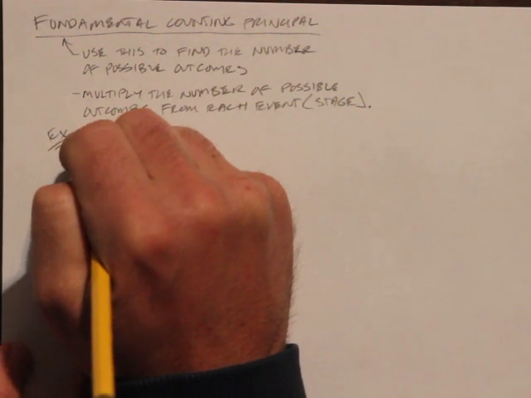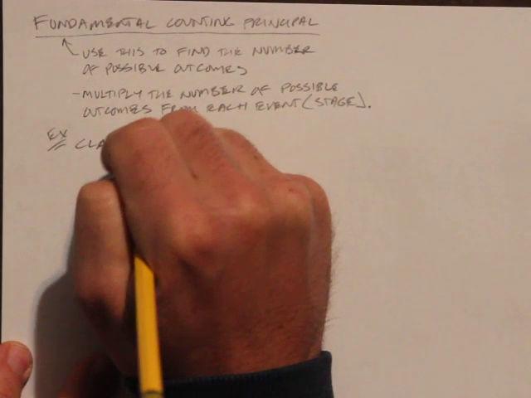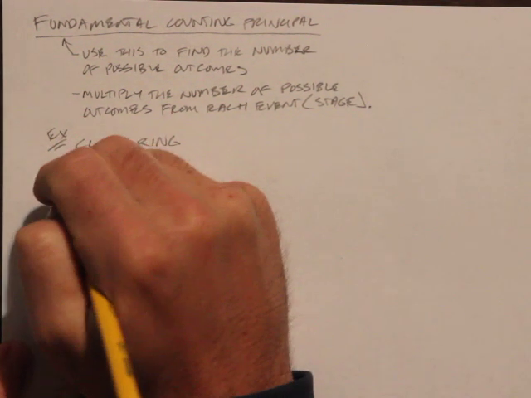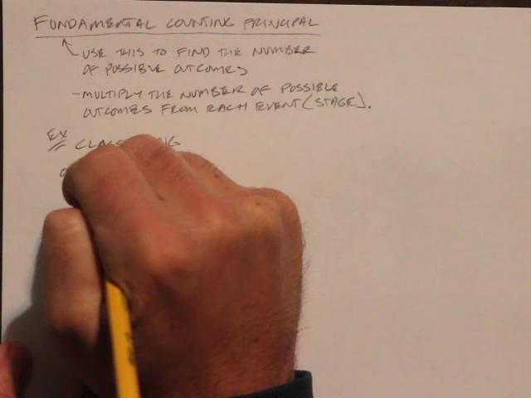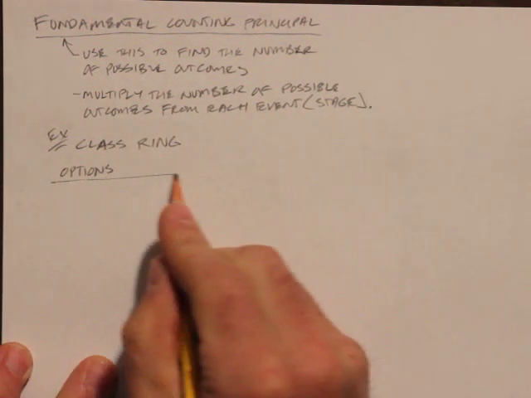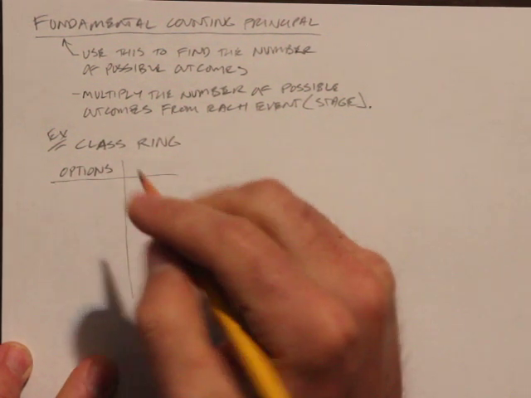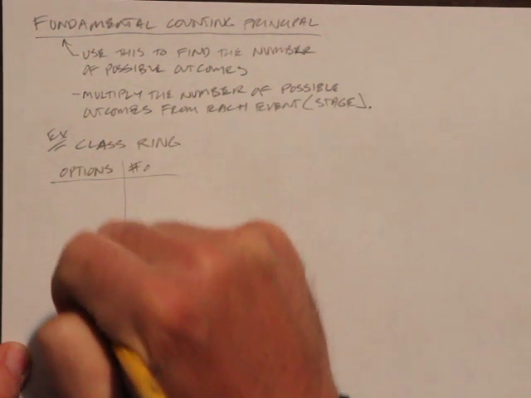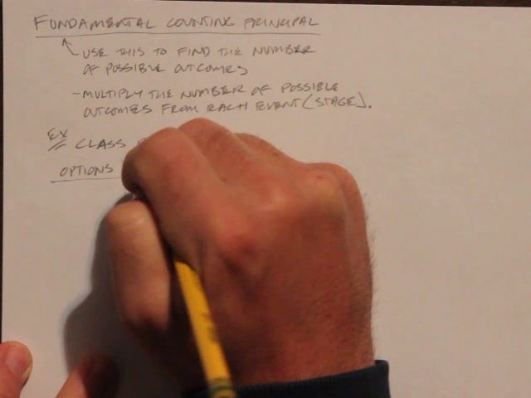So if I was going to order a class ring, and there are a whole bunch of different options for this class ring that I can choose from in order to make my own class ring the way I want it to be. So here are the options, and here are the number of choices.